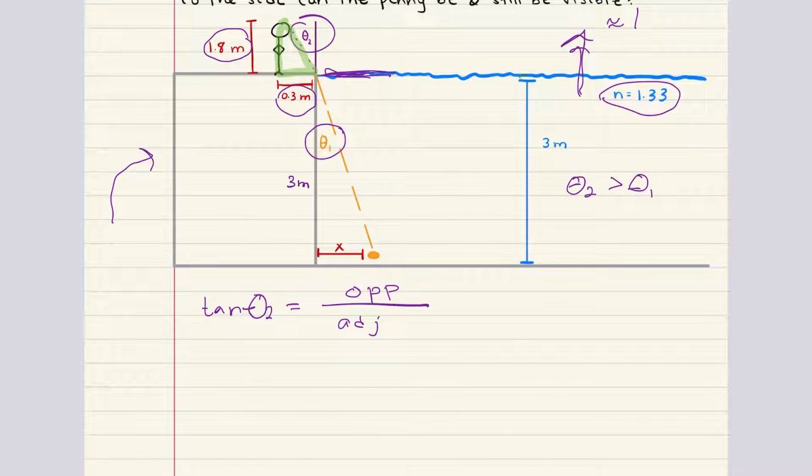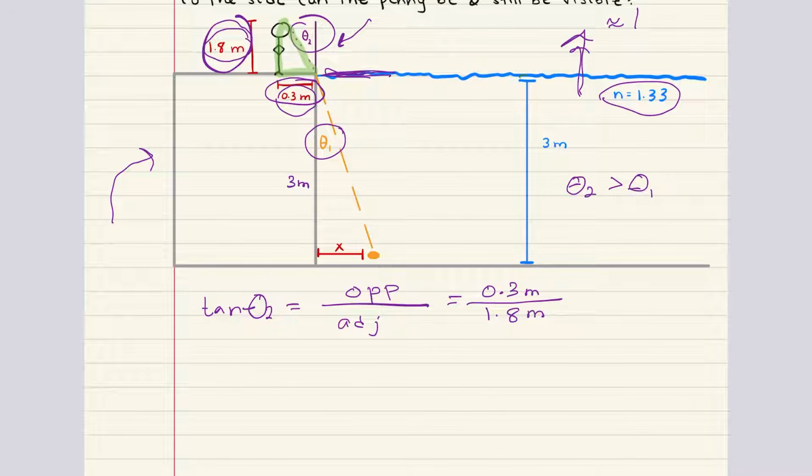In our case, the opposite side is the horizontal distance from the observer to the edge of the pool, which is equal to 0.3 meters. And the adjacent side is the vertical height of the observer's eye level above the water, which is equal to 1.8 meters. So here we have tangent theta 2 is equal to 0.3 meters divided by 1.8 meters.